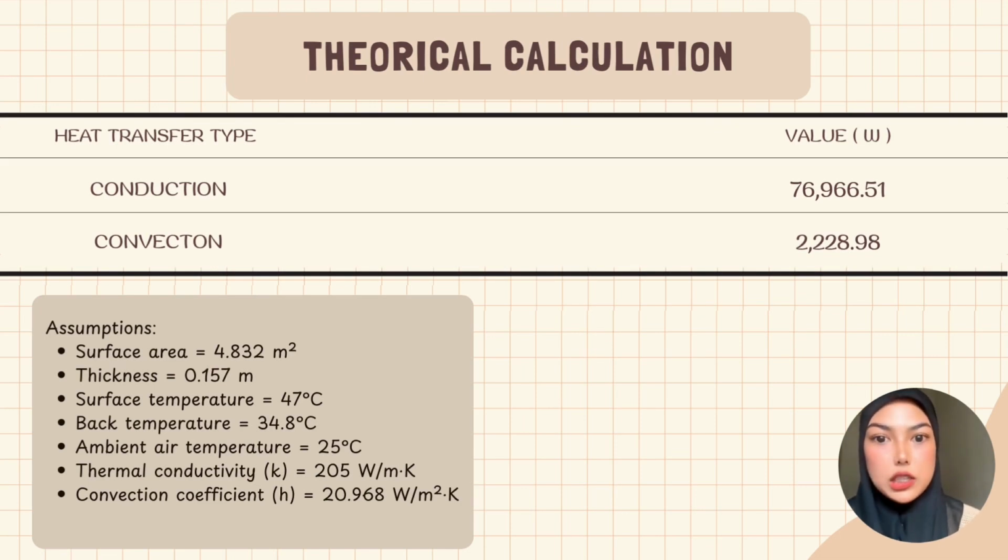But for convection, we used the same surface area and a convection coefficient of 20.968 with an air temperature of 25 Celsius. The heat loss by convection was 2.23 kilowatts. Based on this theoretical calculation, we can see that the heat loss by conduction is much greater than by convection. This makes sense because aluminium is a highly conductive material, so most of the heat will move through it instead of escaping through the surface into the air.